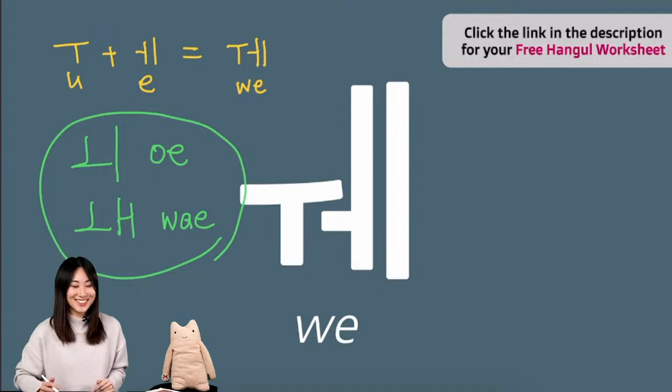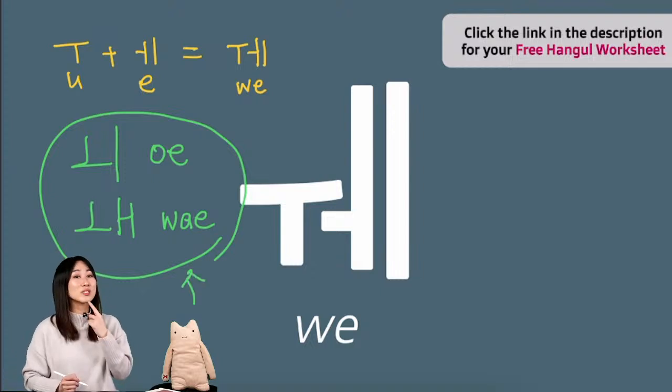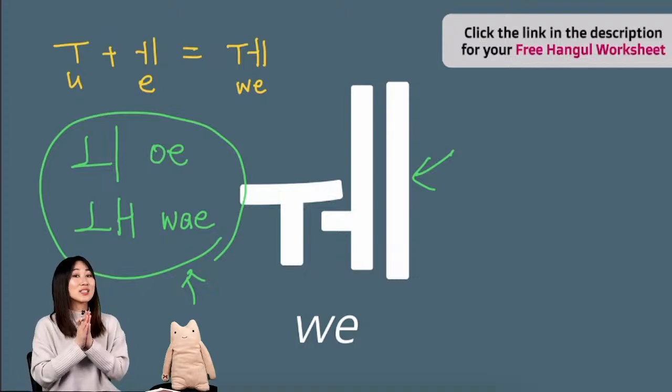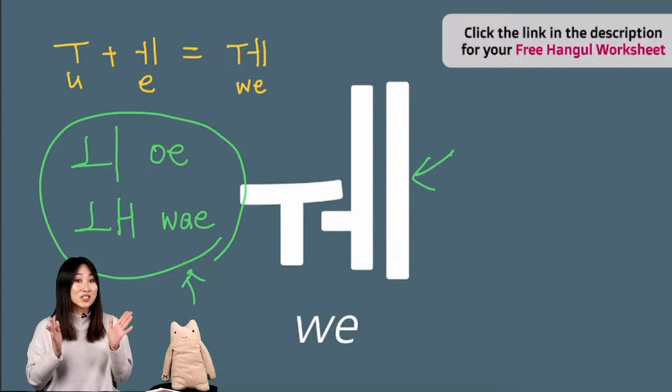mini difference. First one, when you pronounce this sound, the shape of your mouth is like the O sound. This one, when you pronounce it, the shape of your mouth is like the U sound, because there's a U here, as in we. So there is a difference.